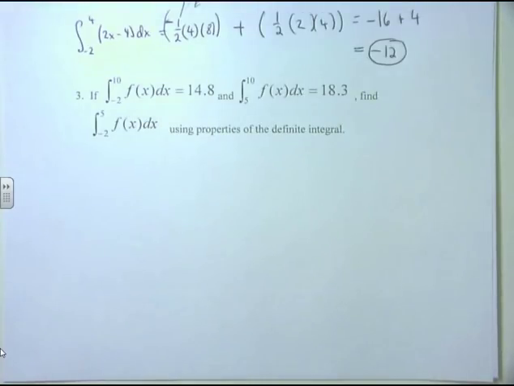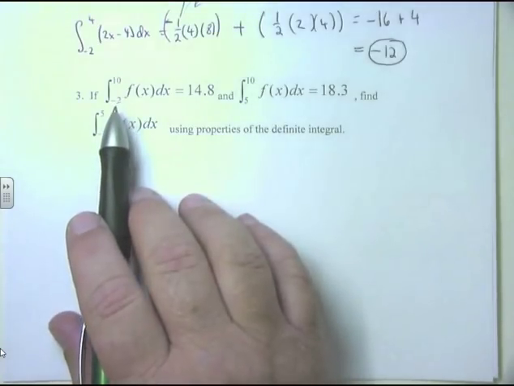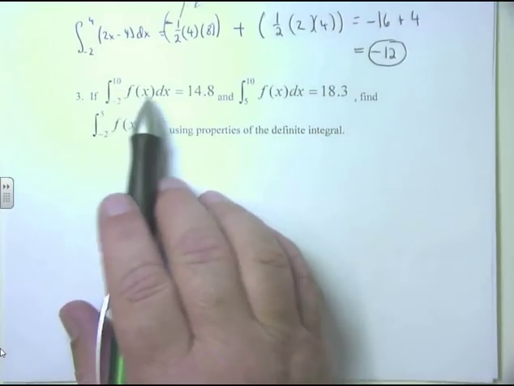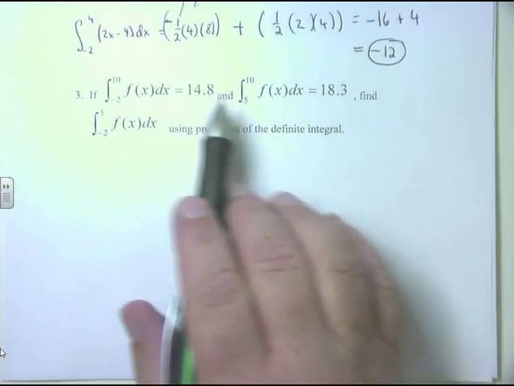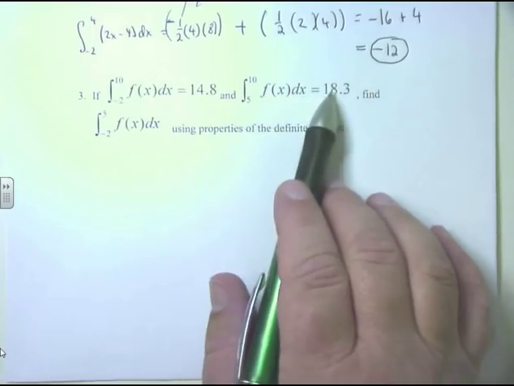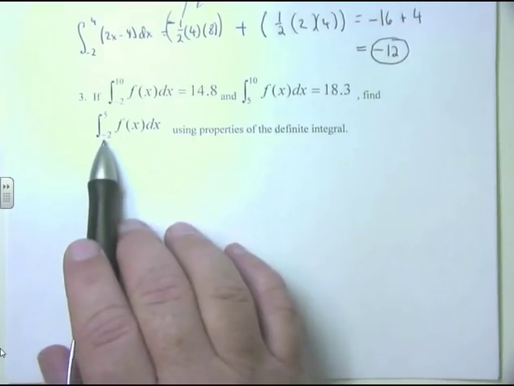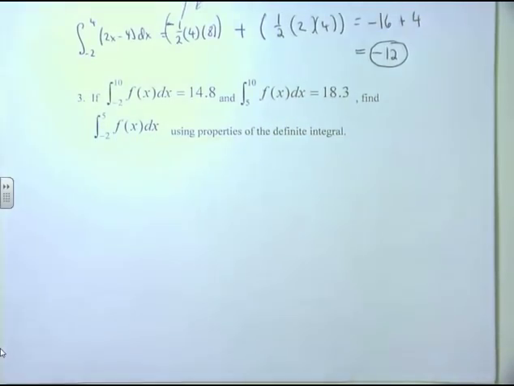This is more of an algebra-ish kind of question about area under curve. So always think integral is area under curve. They're trying to drum this home. They're telling you if the integral between negative 2 and 10 of f of x dx is 14.8, and they're giving you the integral between 5 and 10 of f of x dx is 18.3, you're supposed to find the integral between negative 2 and 5 of f of x dx.